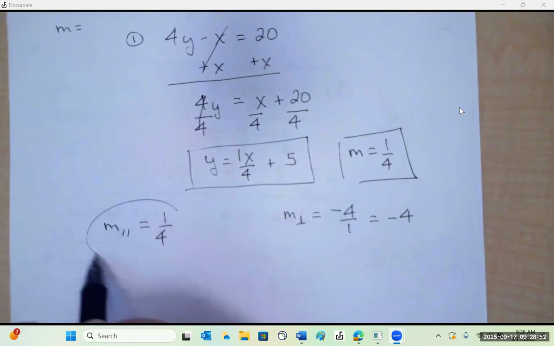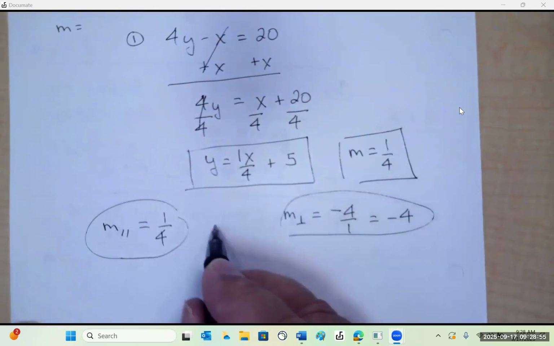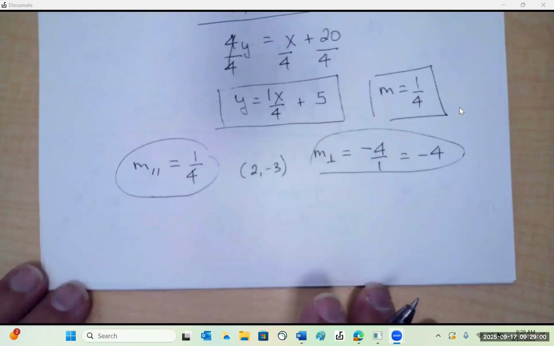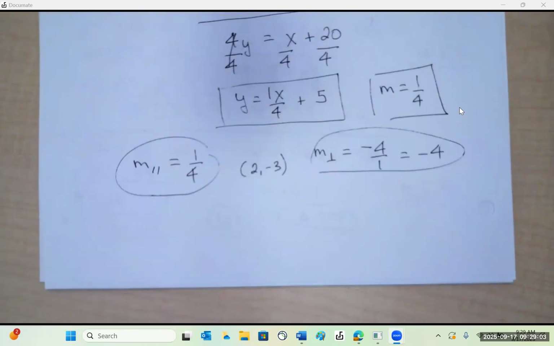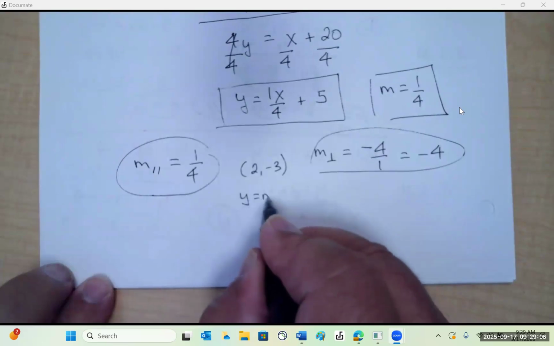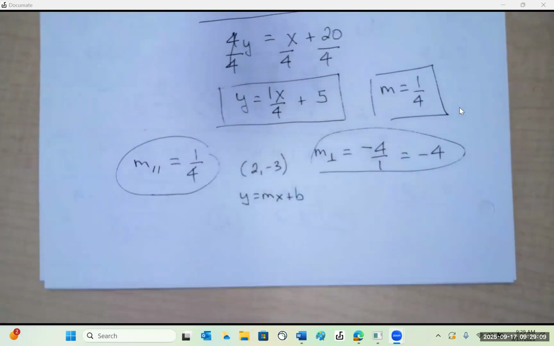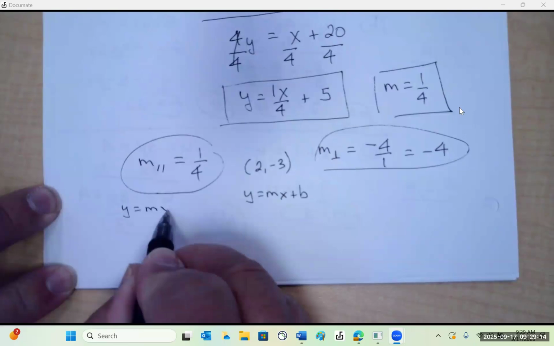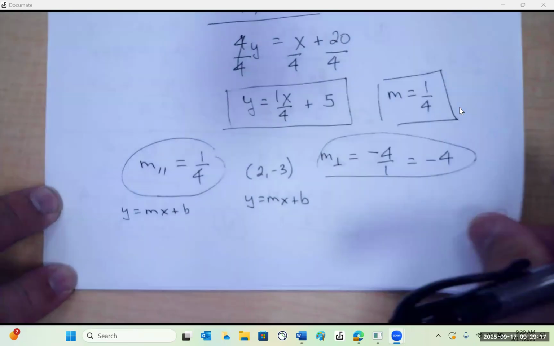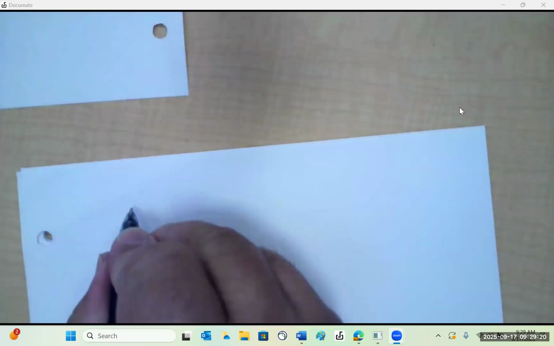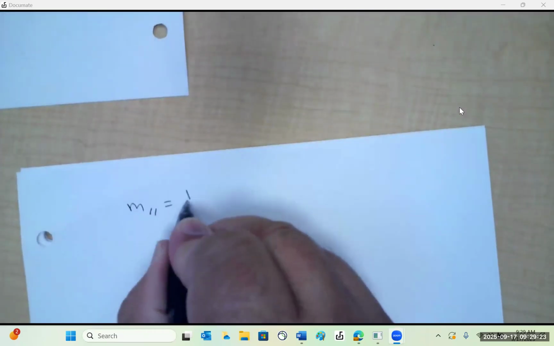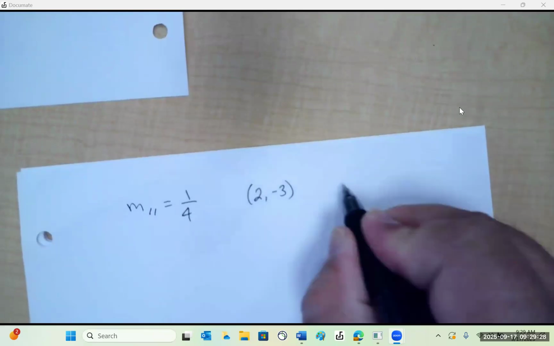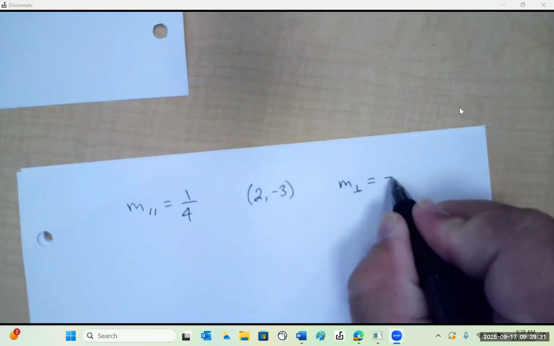So we have the slopes. We have the point. We plug them into the equation. The equation we're going to use is y equals mx plus b. Well, let me go to the next page. We know the slope parallel is 1/4. The point is 2, -3. And the slope perpendicular is -4.